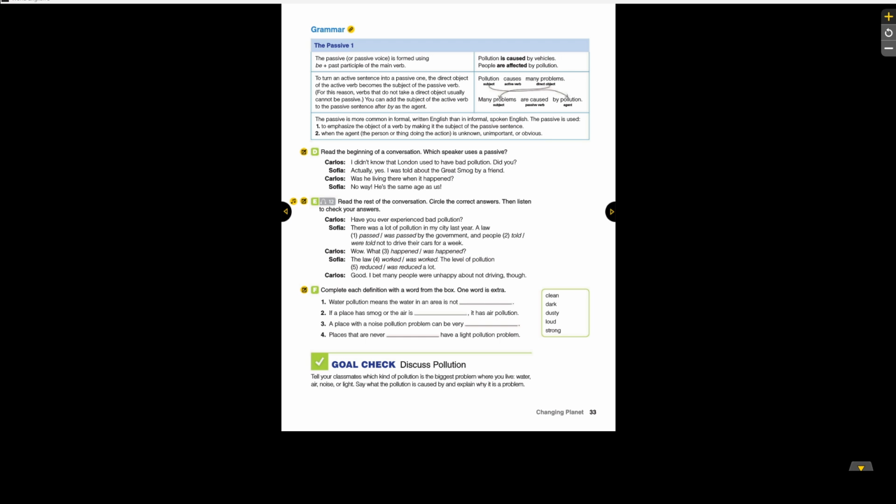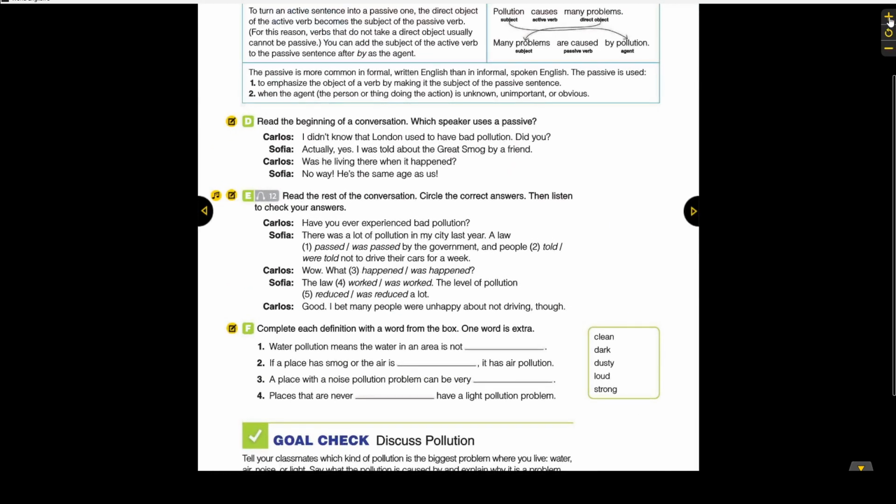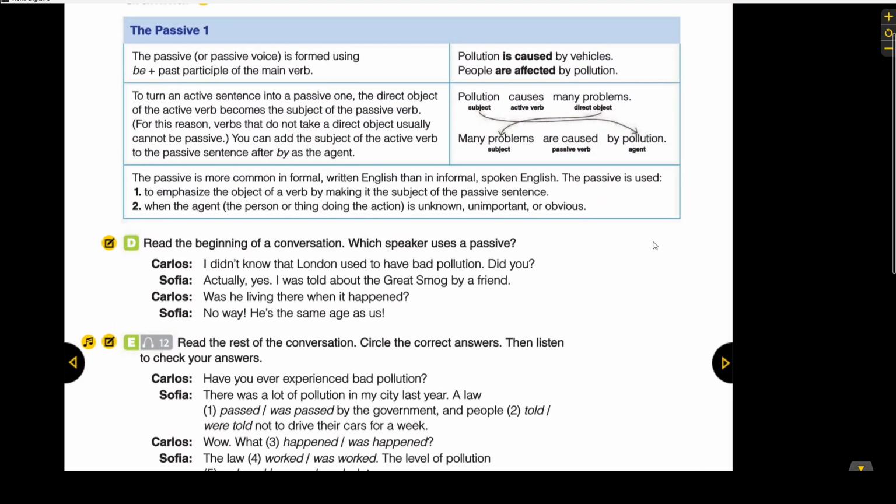Now, you have an active sentence, you want to change it into a passive sentence. How can you do that? All right, let's look at "Pollution causes many problems," and I will zoom in so it's clearer. All right, so pollution is the subject. Causes is the active verb. Many problems is the direct object.